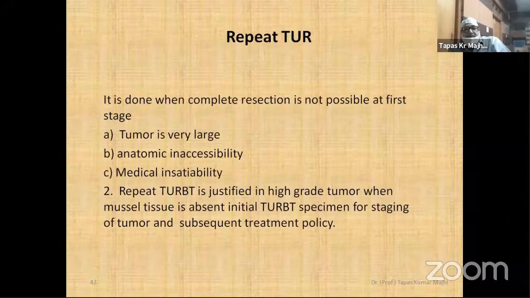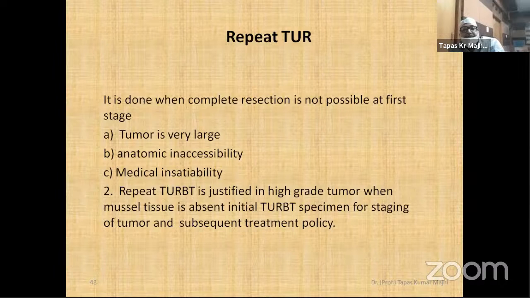Repeat TUR. After the initial TUR, when histopathology is available, it is sometimes repeated within 2 to 3 weeks. Sometimes it is indicated when complete resection is not possible at the first stage because the tumor is very large, anatomically inaccessible, or due to medical instability, that is, the patient has different medical comorbidities which limit the time of surgery, so it can be performed in 2 stages.